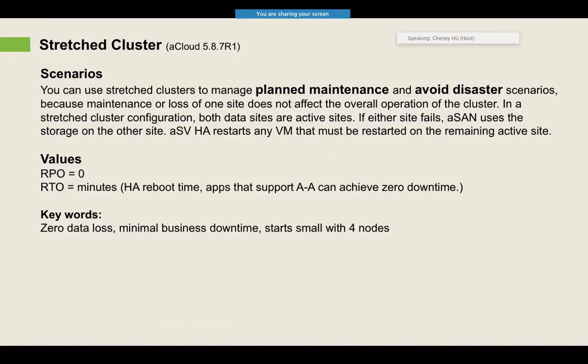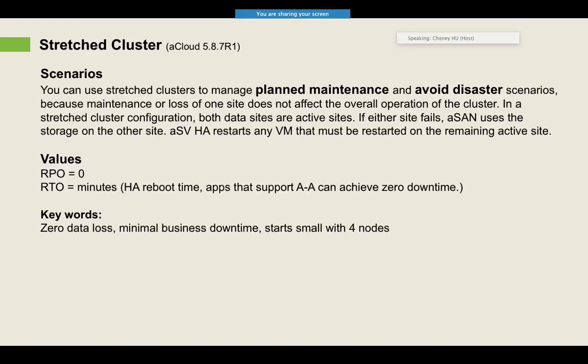So what scenarios can we apply stretched cluster to? There are two major scenarios you can use stretched cluster. One is planned maintenance. Usually stretched cluster is an active data center solution. That means even though you lose one site, you can still have your applications running without any interruption if that application can support active mode. So you can have this one site shut down for maintenance but still have your applications running without disruption.